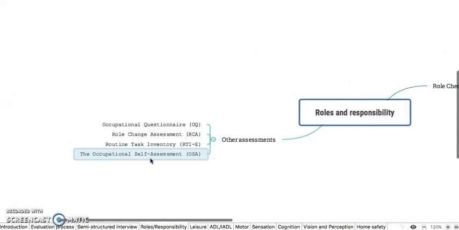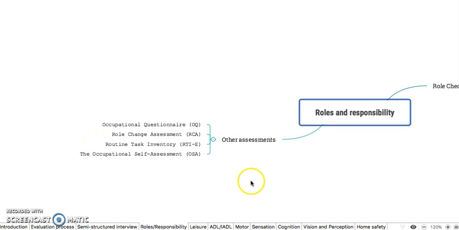Some other assessments in this category are the occupational questionnaire, the role change assessment, the routine task inventory, and the occupational self-assessment.